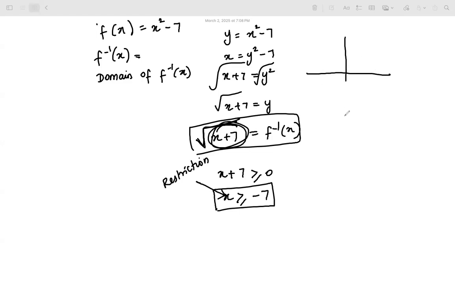Dhwani is asking, hey, I told you domain becomes range, range becomes domain, right, for inverse functions. True. Here, for this one, that's the original function, right? That will be equal to x square minus 7. So basically, your domain is all real numbers.